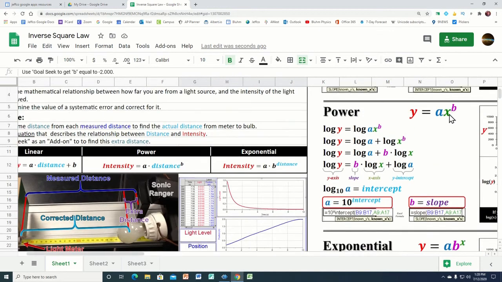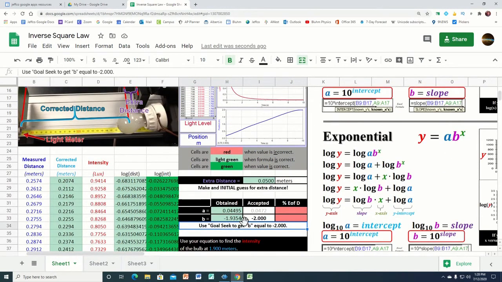Now, if we think about this, X was our distance, Y was our intensity. If I used a different brightness of bulb for the same distances, I would get a bigger intensity. A brighter bulb would change the value of A, making it a bigger number. But it wouldn't matter if I had a brighter bulb or not, this number here would still be around -2. And I know that number should be -2. I will talk about why -2 in the next video.